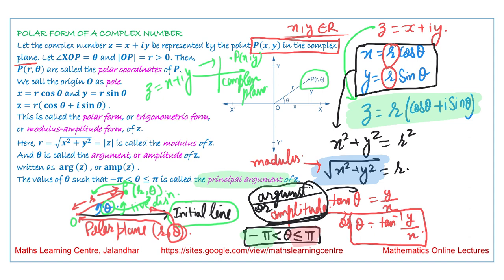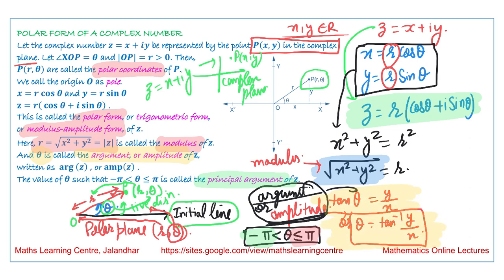We have introduced so many terms over here. First is polar coordinates. Second, the polar form, or modulus amplitude form. Then we have seen the definition of modulus: this r is the square root of x square plus y square. Then this theta is called the argument or the amplitude, and its value is given by theta is equal to tan inverse y by x.